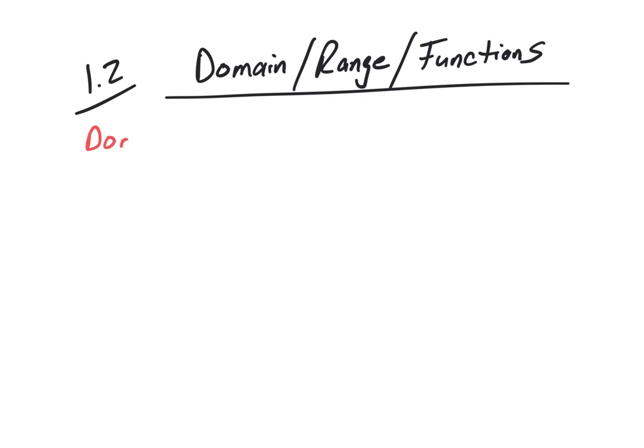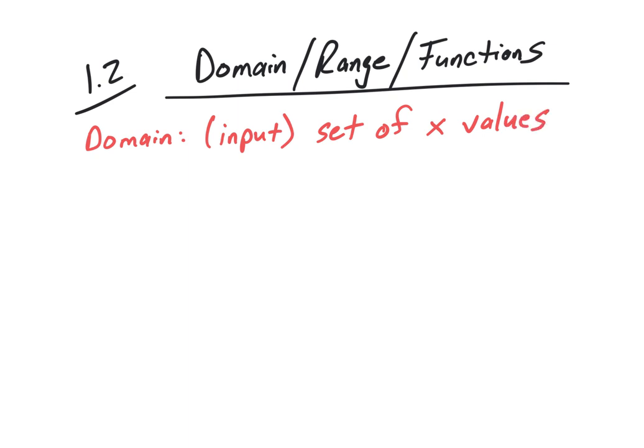Domain is your input. And typically, it's x values. So I'm going to say it's your set of x values, but it doesn't always have to be x. You may have an equation that's not always x and y. But it's the number that we're putting into, right?